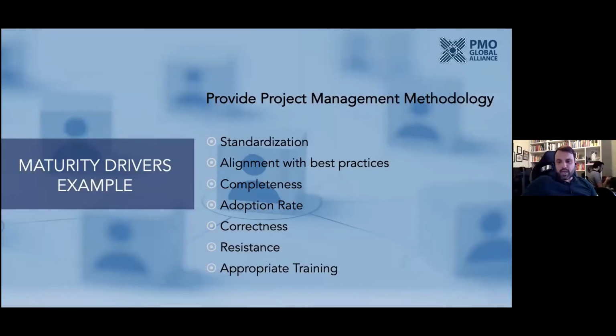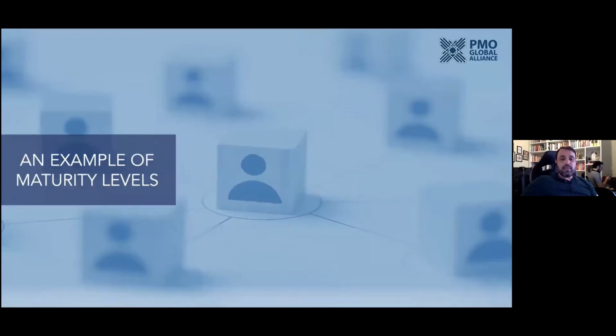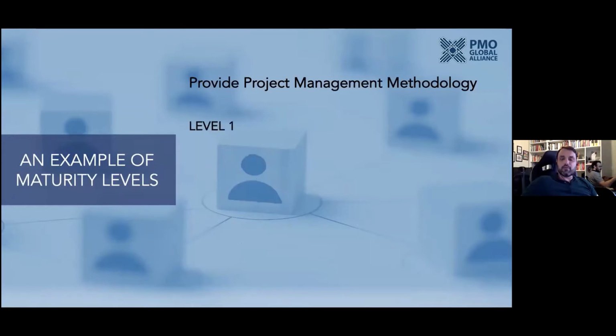Function. For every function, the triggers will be different. So let me give you now a real example. Again, project management methodology. Level 1.